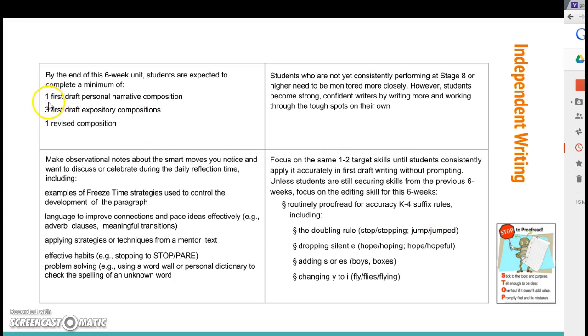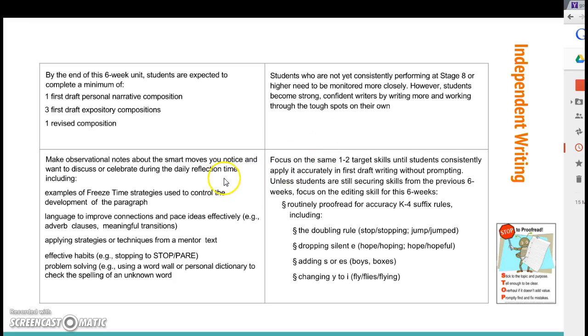Independent writing, you're going to need to have by the end of 6 weeks 1 first draft. Remember, just a first draft of personal narrative composition, 3 first drafts of expository compositions, and only 1 revised composition. Look over here. Students who are not consistently performing at stage 8 or higher need to be monitored more closely. However, students become strong, confident writers by writing more and working through the tough spots on their own.